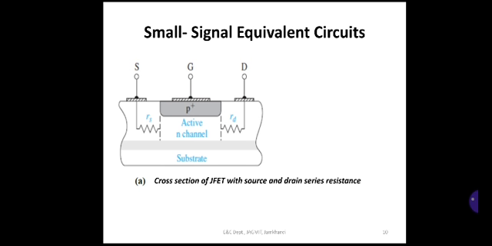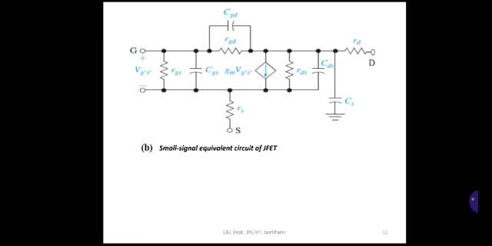The substrate marked in the figure is a semi-insulating gallium arsenide, or it may be a P plus type substrate also. So this figure shows the cross sectional view of a JFET. Figure B shows the small signal equivalent circuit of the JFET, which we need to draw first.